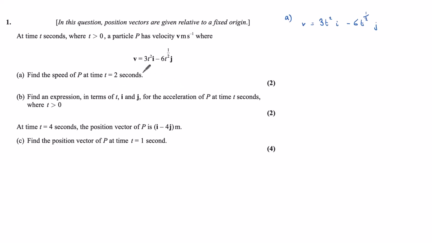Well, we've got velocity as a vector, so let's substitute t = 2 to find out what we get. So when t is equal to 2, we can substitute it into our velocity vector. So we get 3 times 4 lots of i − 6√2 j. This gives us a velocity vector of 12i − 6√2 j. Now we want the speed.